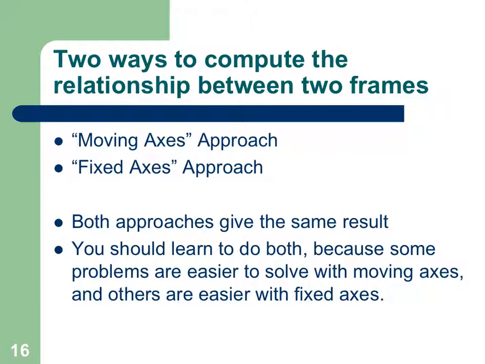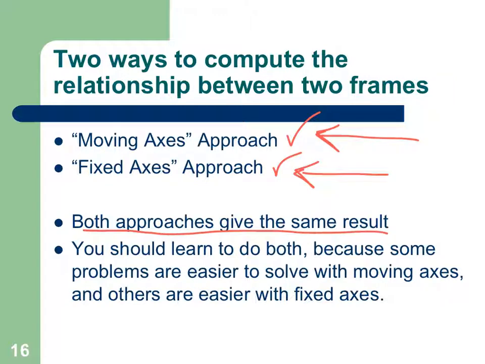Well, it turns out there are two different ways to do this. One way is using the moving axis approach, and the second way is using the fixed axis approach. And both ways of computing this do give you exactly the same answer. And you should learn how to do both, because occasionally some problems are easier to solve with one approach than the other. Typically, students find the moving axis approach a little bit more intuitive, so we're going to do that first. But if you're in my class, you need to be able to do both, because I'm going to ask you to do both.